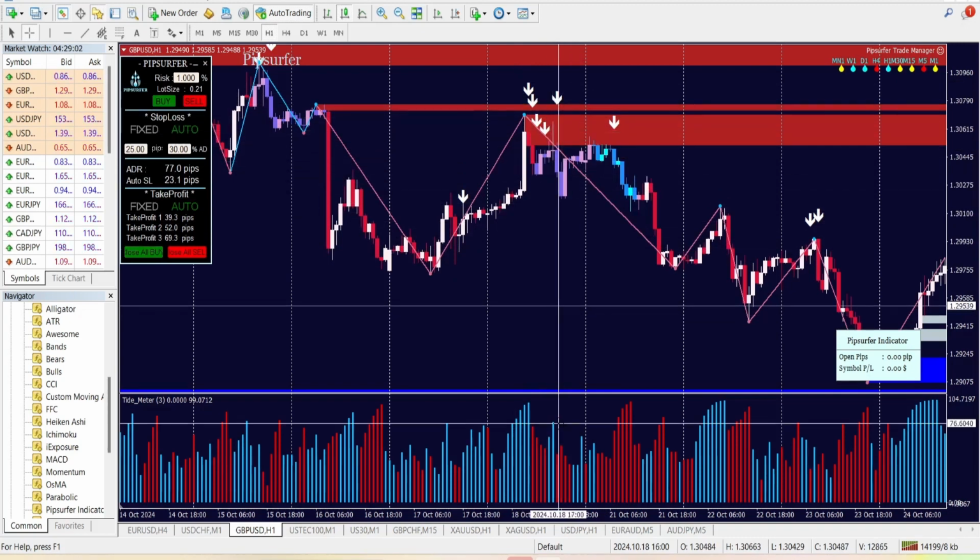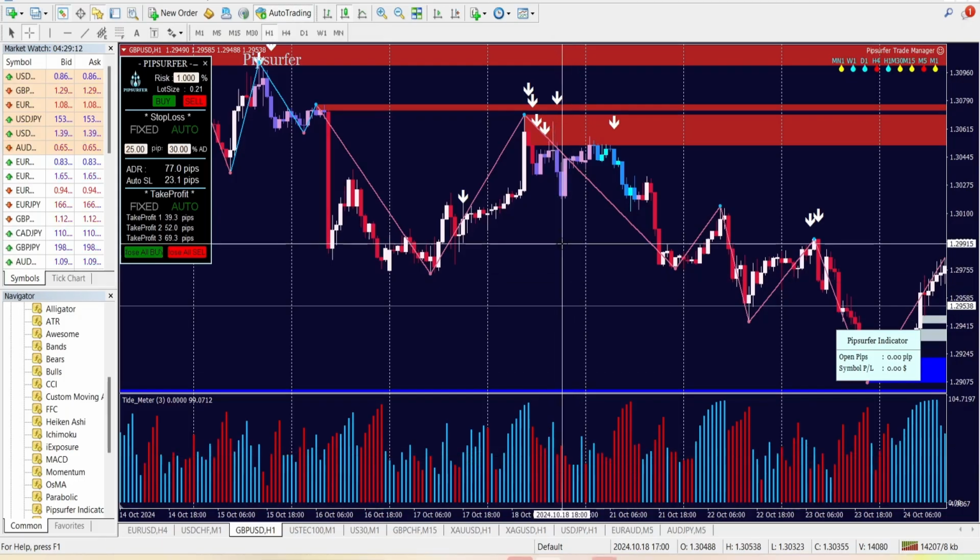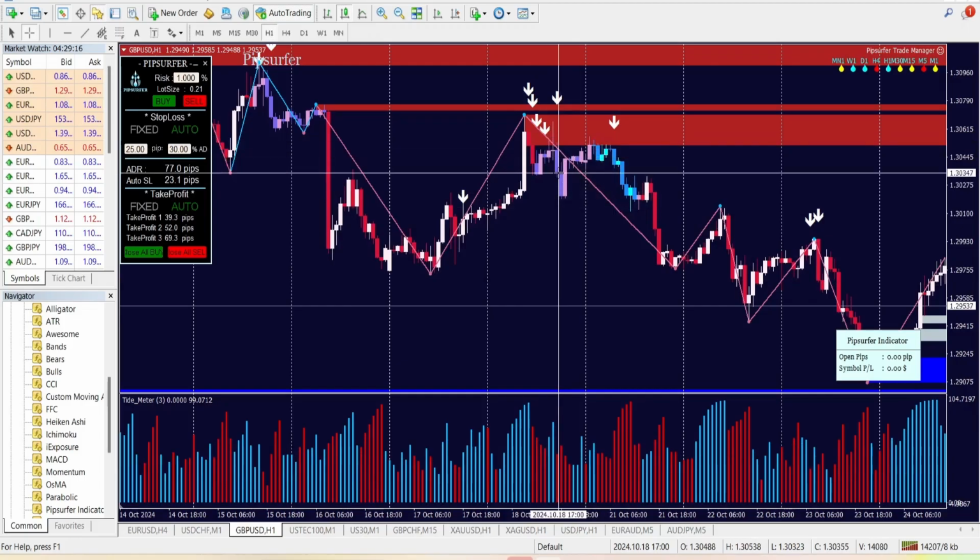Along with this arrow, you also see that the tide meter changed recently from blue to red, meaning that the momentum shifted back in your direction. So when those three things match, that's an entry for the tide strategy.